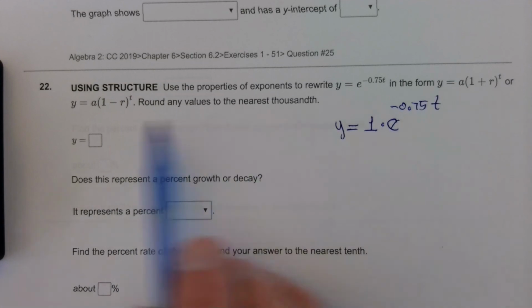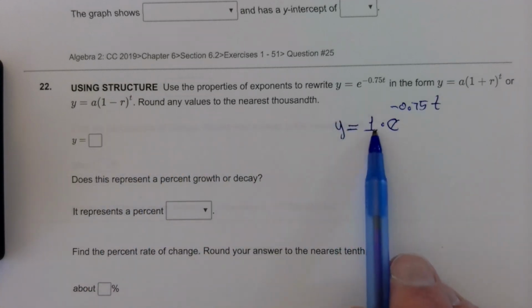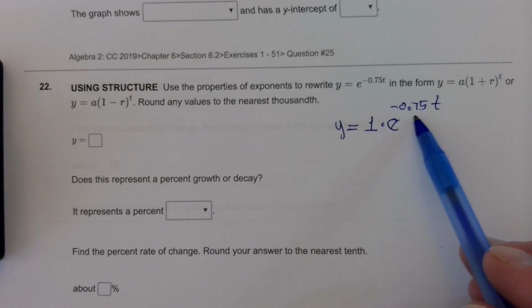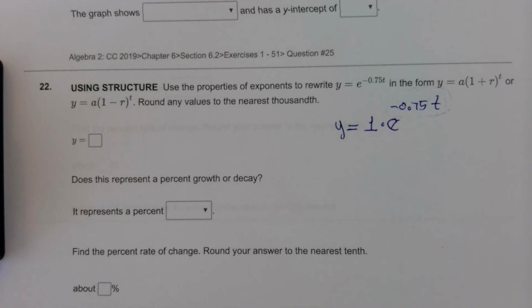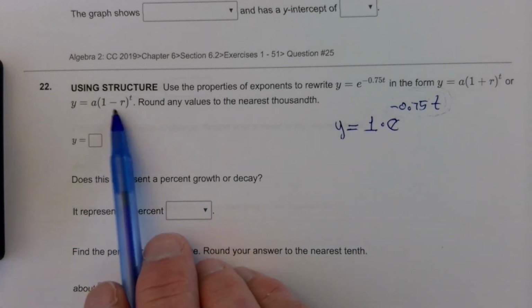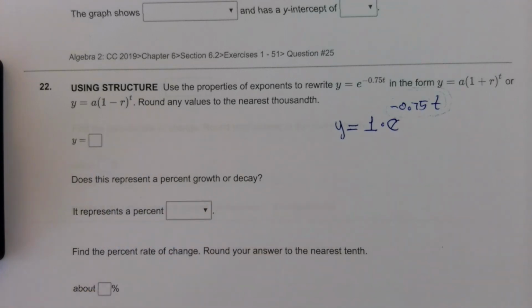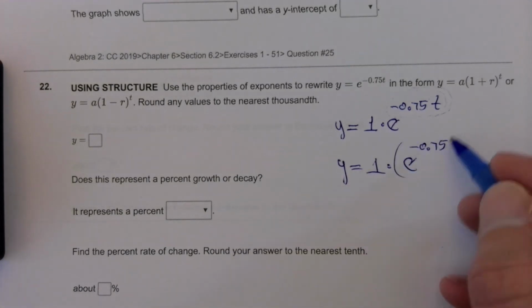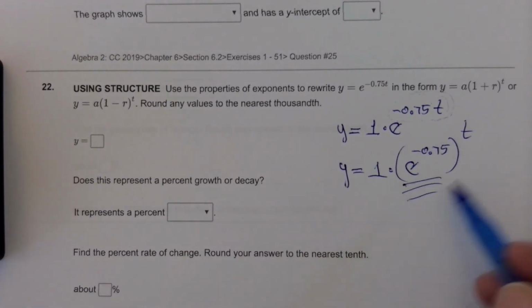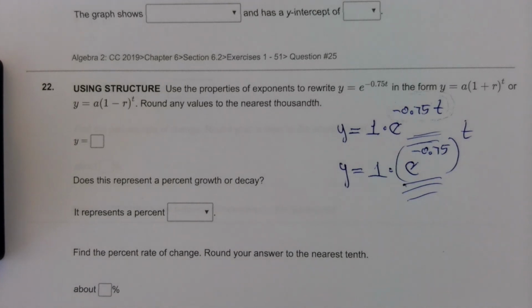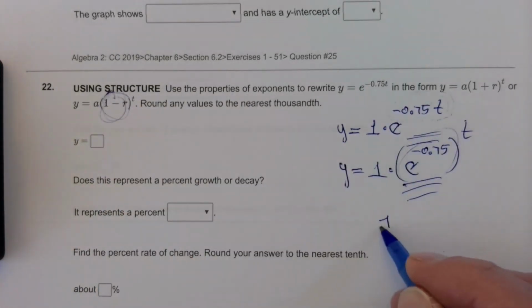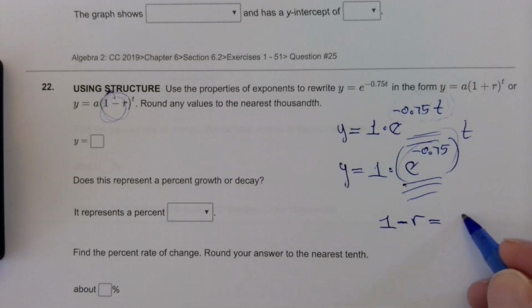Well, I think I figured out that a is 1. Otherwise, I would have some multiplication here that doesn't show. As far as whether it's plus r or minus r, I'm almost certain it's minus r. Because remember, when this has got a negative coefficient up here in the exponent, we're looking at a decreasing function, or exponential decay. So here's the trick. You rewrite this like this. You calculate this part right here on your calculator, and you set it equal to 1 minus r. So this equates to that. And then you just have to solve for r.